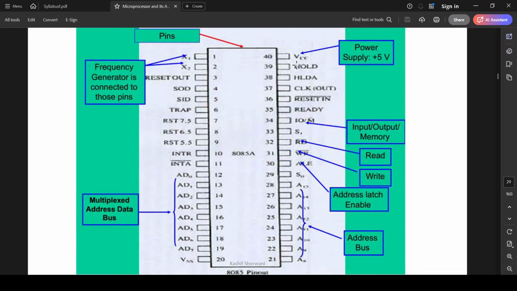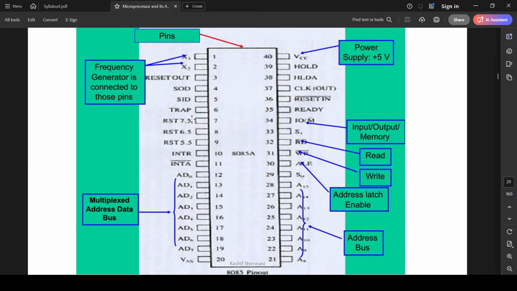Let's see this side. We have VCC, the power supply, 5 volt. And the next is HOLD, HLDA. Remember it like this: easy, too easy, one easy, and then some yapping. So let's just remember this yapping.